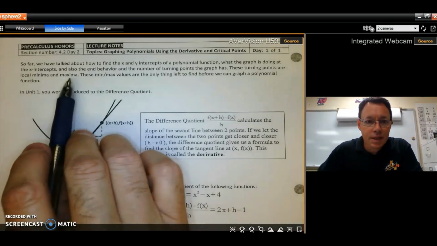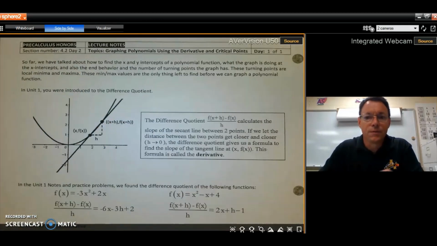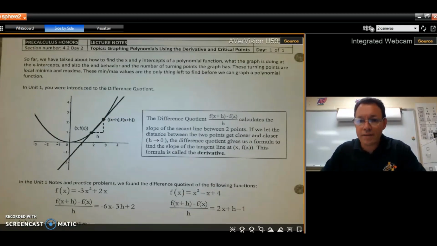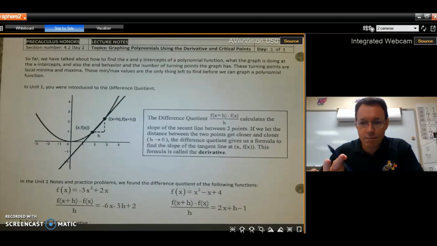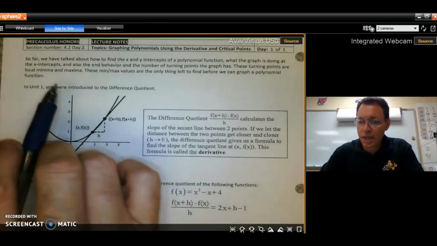Hey guys, today we're going to look at 4.2 day 2, and what we're going to be doing today is graphing polynomials. So far we've kind of sketched polynomials, but today we're going to be a little bit more precise.